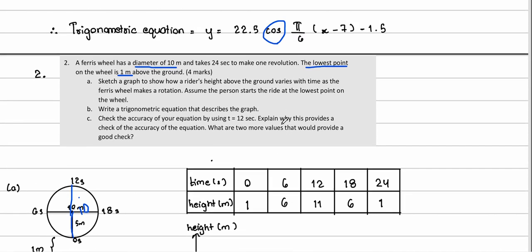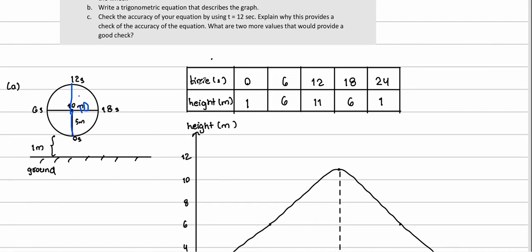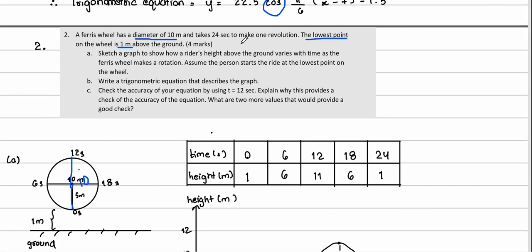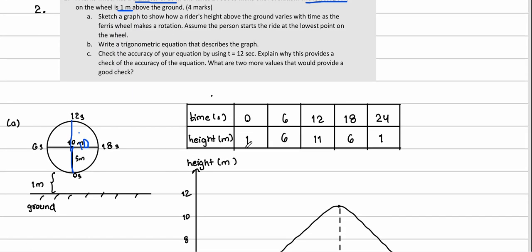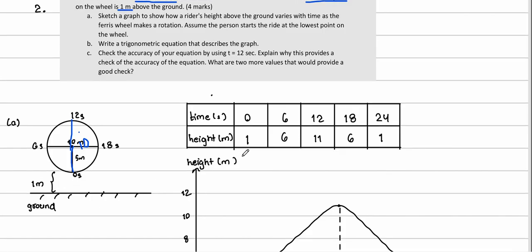So before I sketch the graph, I drew the table. At time zero, the question said the lowest point on the wheel is 1 meter above the ground, which means that at t equal to 0, the wheel is at 1 meter. So we don't start at 0 meters, we start at 1 meter.